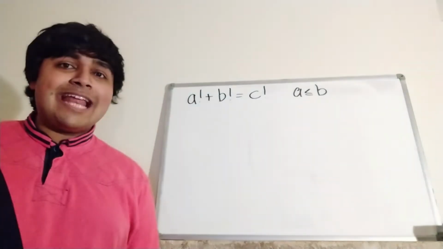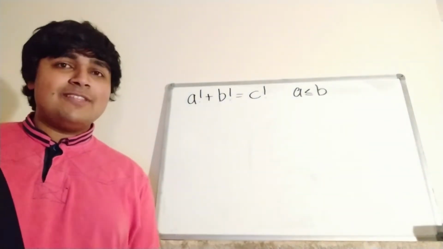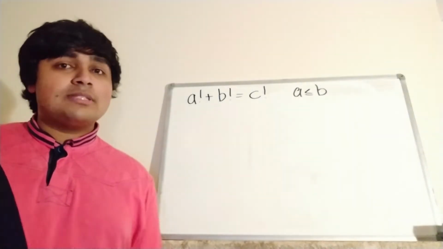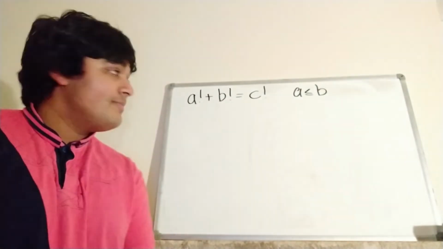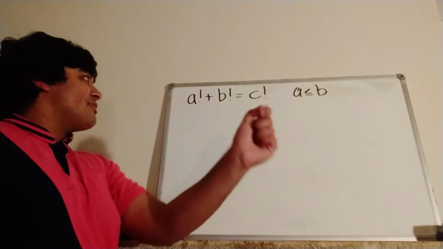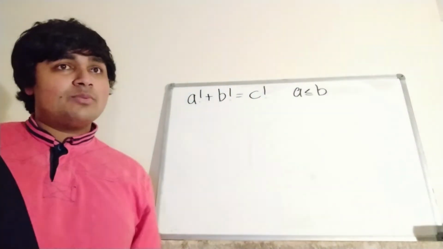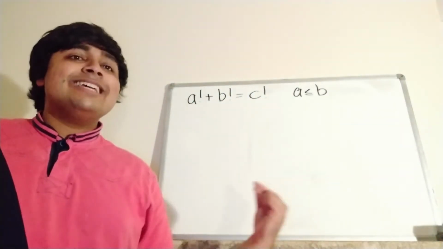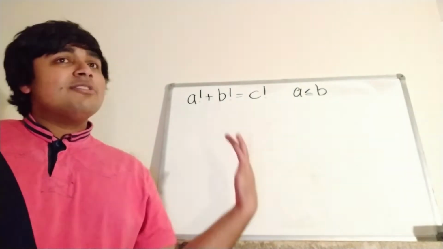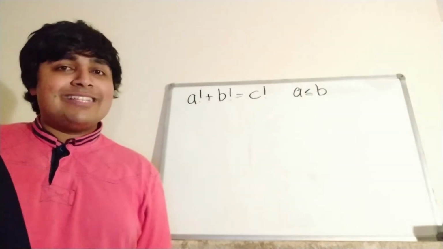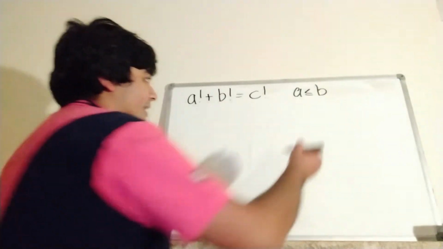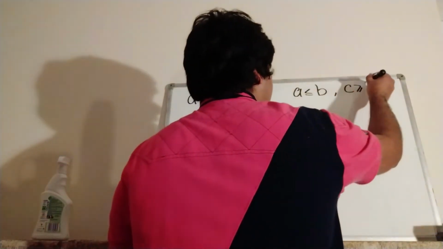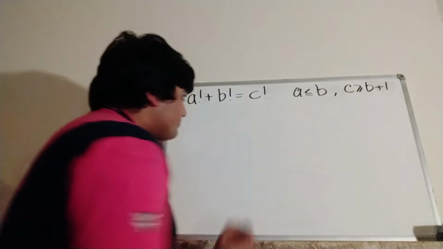Another thing to point out is that the factorial of any positive integer is certainly going to be a positive integer. So that tells me that a factorial is going to be at least 1. That tells me that c factorial is at least b factorial plus 1. But in particular, c factorial is strictly greater than b factorial, so c is strictly greater than b. So c is at least b plus 1.